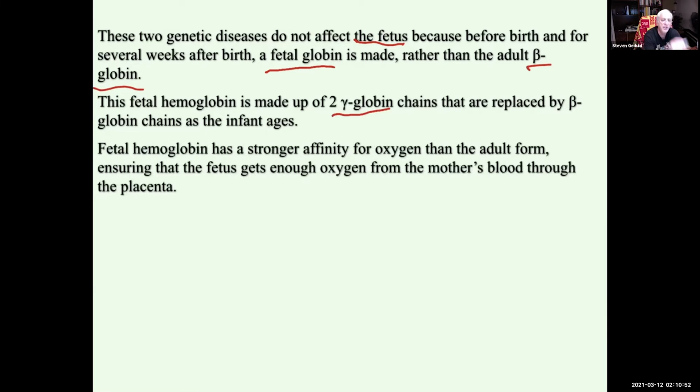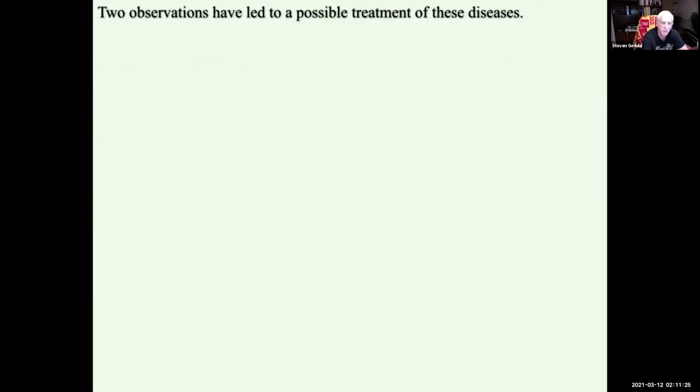Okay. Fetal hemoglobin has a stronger affinity for oxygen than the adult form. So when it's at the placenta, what's going to happen? The fetal hemoglobin is going to suck the oxygen off of the mother's red blood cells. Okay, that's what it does. The fetus gets enough oxygen even at the expense of the mother, because fetal hemoglobin has a stronger affinity for oxygen than the mother's own hemoglobin. So the baby's going to grow. It's going to get the oxygen that it needs, because it has a stronger affinity for it.